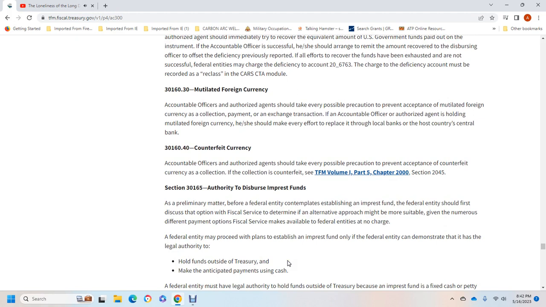Preliminary matter: a federal entity contemplating establishing an imprest fund should first explore the options of the Fiscal Service to determine if the imprest approach might not be suitable, given the number of different payment options that may be available.